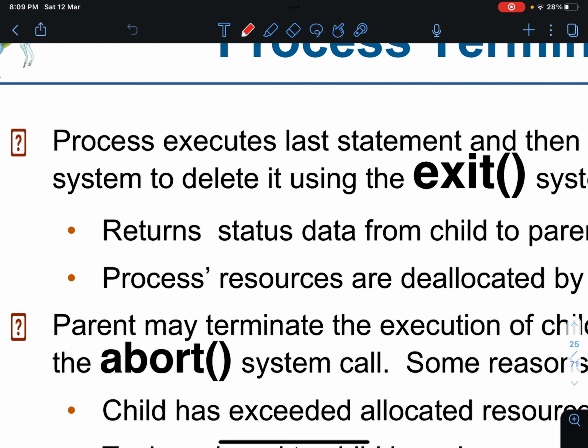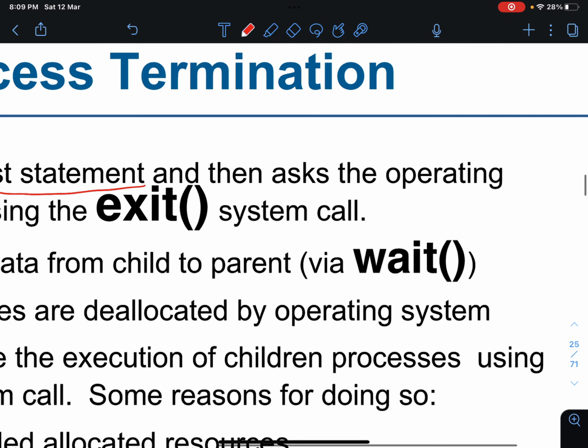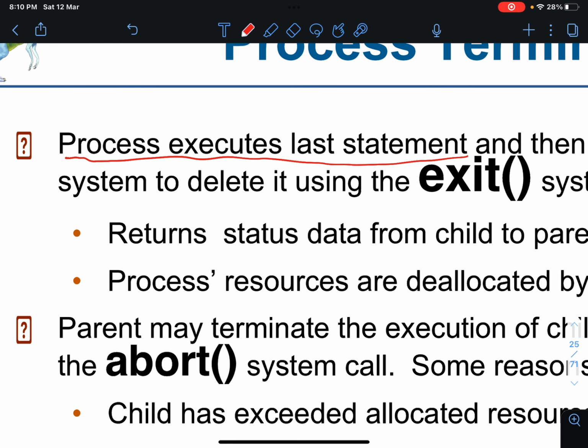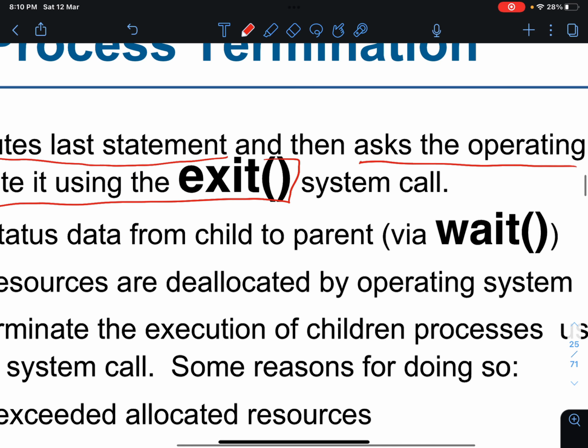So here, the process executes its last statement. In our case, it could be something like the return or the closing curly bracket. Then the process asks the operating system to delete it using exit. And we have seen the exit system call in C, right? Sometimes you say, if a certain condition, then exit -1 or whatever. So you actually call it.